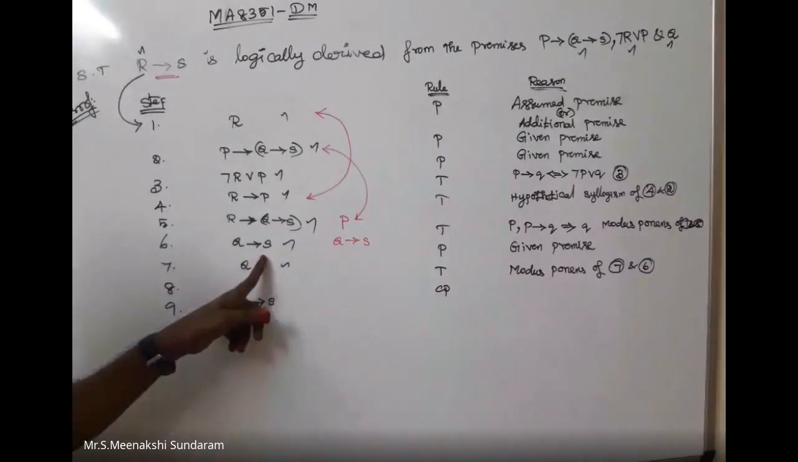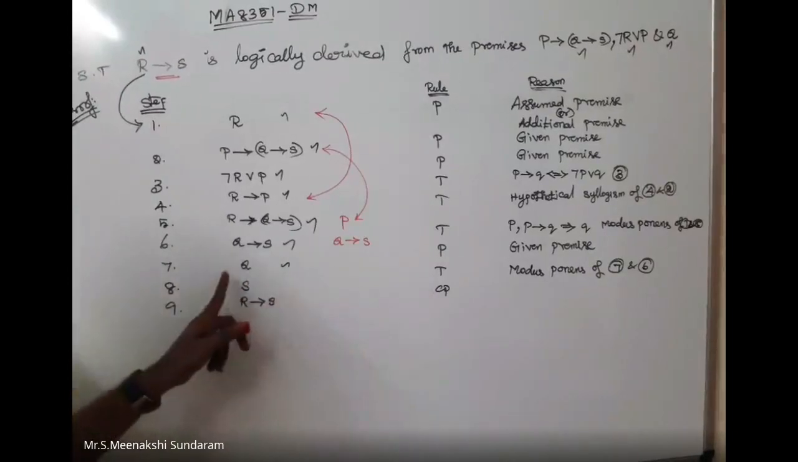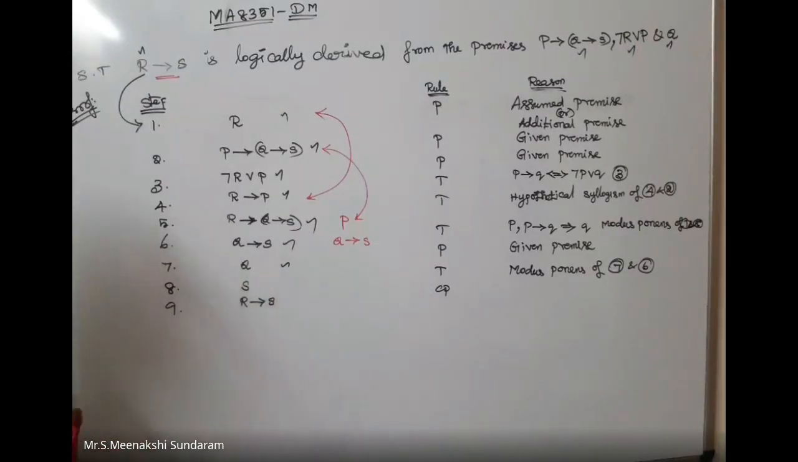So now Q tends to S. Then the next step, Q. These are the ways we can write. So any method you can apply. It's not a unique way. So any way you can write.